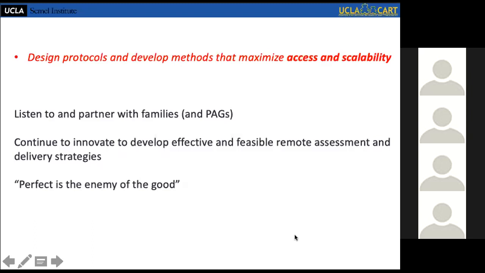I love this phrase, the perfect is the enemy of the good. And I think that what I mean by that is that sometimes we get so worried about needing to do it perfectly, which usually does mean coming in person and following rigorous protocols. But if that's going to undermine our ability to give access to families, then we have to go back to the drawing board and figure out what is good enough. What are the key features that we have to preserve to be able to ensure that families can enroll in our studies? Okay, so I'm basically done.